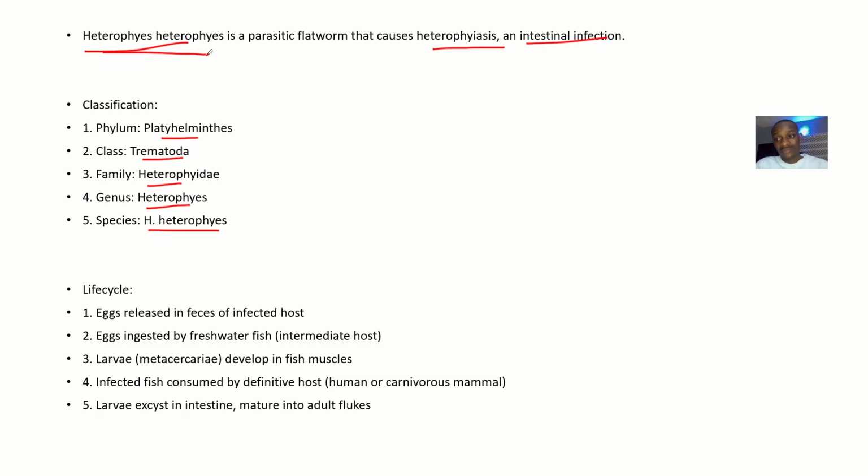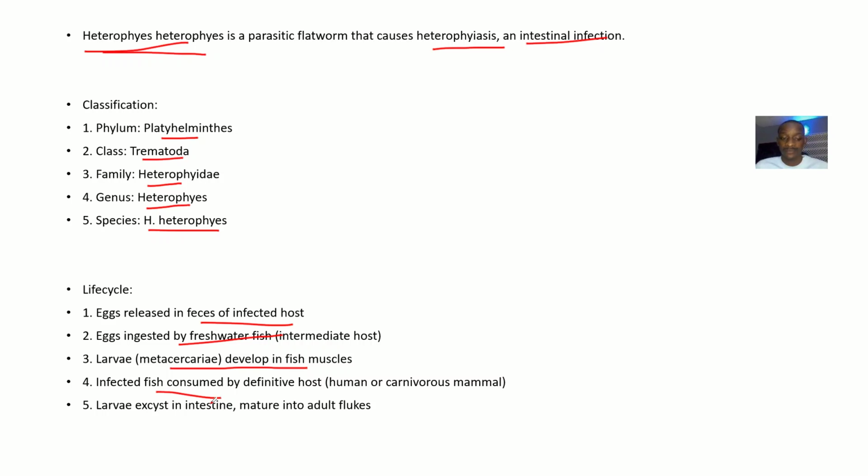Life cycle is like almost every other parasitic worm. They have to be released in feces. These feces can contaminate the water and get ingested by fish, so the larvae will develop in the fish muscles. Now infected fish can be consumed by the definitive host, which could be a carnivorous mammal or humans. Probably you didn't process the fish well, or you ate undercooked fish.